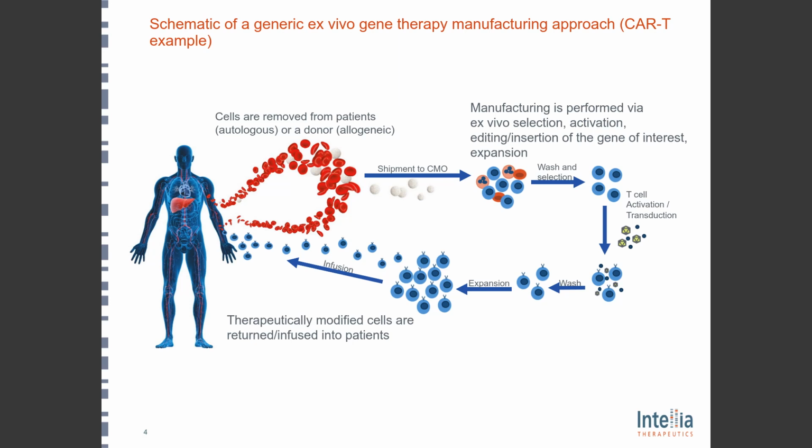And if we go on to the next slide, we'll see some of the areas where you might be seeing an introduction of residual impurities into your process. For example, your labeling reagents during your wash and selection, your vector and transduction enhancers following your activation transduction. And then in your final product, you'll also see unedited cells, non-target cells, and non-viable cells, which are also considered impurities in your process.